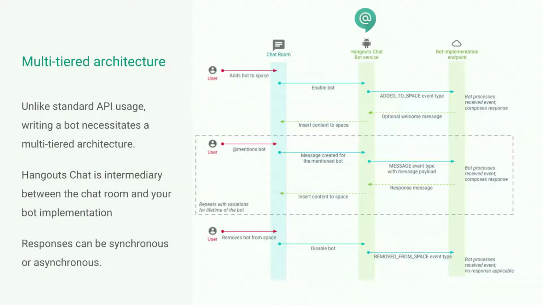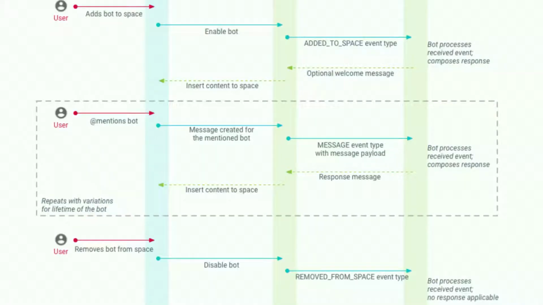All right, so it has multiple tiers the way it works. It's not like standard API usage where you make a request to an API, assuming that your authentication is there, and then you get a response from the API. It's a little bit more complicated than that. The Hangouts Chat system is sort of like the middleman in between the chat room and your bot. Okay, and then responses can be synchronous or asynchronous. So the diagram is a little hard to see, so I'm going to blow it up, and we're going to focus only on the section in the middle. Because the other stuff is kind of extra.